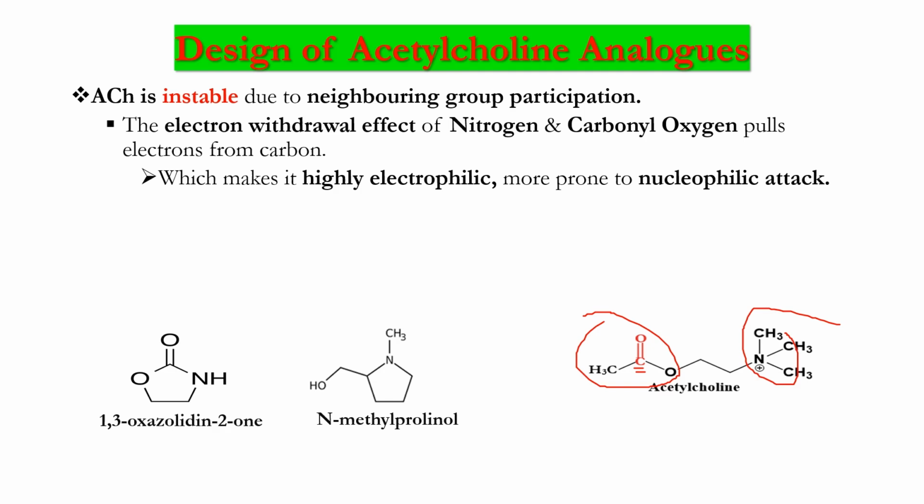resistant to hydrolysis. Another key design strategy is subtype selectivity. Since acetylcholine is non-selective, it can bind to both muscarinic and nicotinic receptors. So we design ligands with specific substitution patterns on the aromatic ring or heterocyclic cation heads, such as using pyridinium, which allow for selectivity between different nicotinic receptor subtypes.